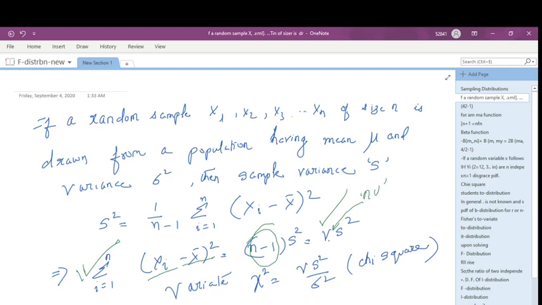And we then say that there is a variate called chi-square, which is equal to this one divided by the population variance. So the sample variance divided by the population variance, multiplied by the degree of freedom, is the chi-square. Okay, so that is how the chi-square is understood.